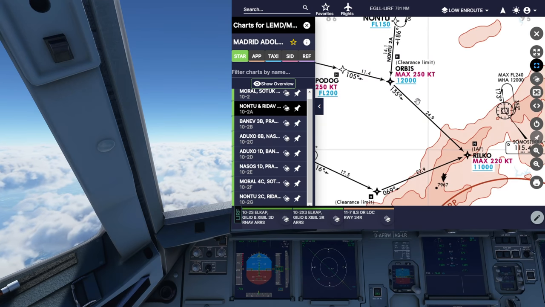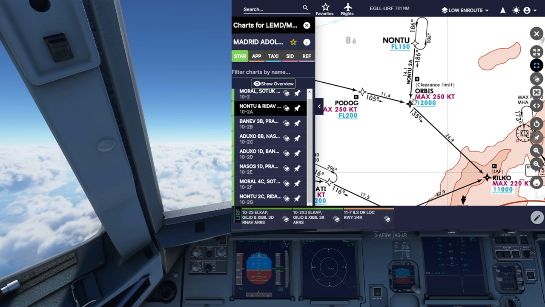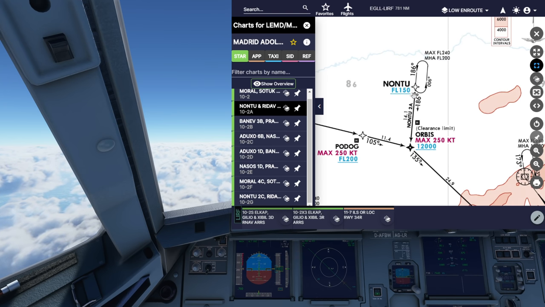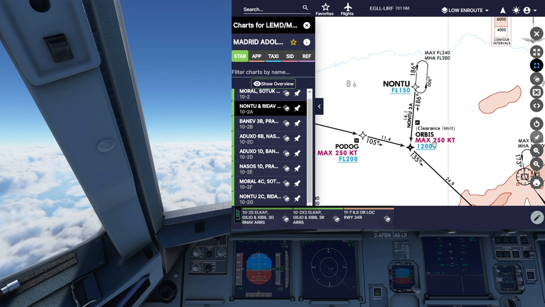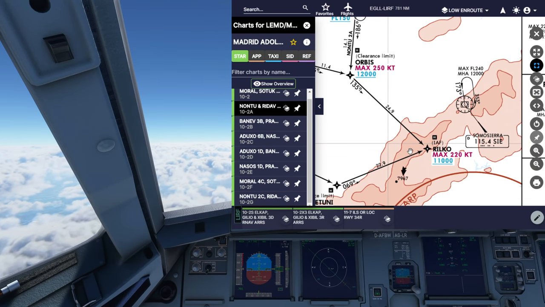The reason is Madrid will have a very high transition level because the terrain is very high here. So you need to be on QNH before you get near the terrain so you know how high you are above it. So after NONA 2, flight level 150 by ORBIS, I would definitely have set QNH, and then I need to be above 12,000 feet there. So above 150, NONA 2, above 12,000 feet here, and then above 11,000 at RILCO.